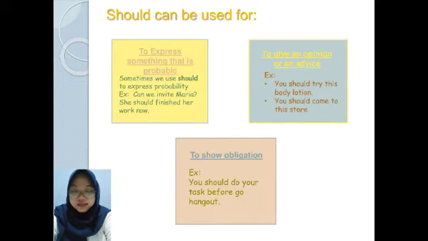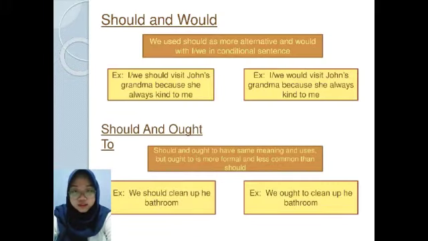Okay, next is about should and would. We use should as a more formal alternative, and we use would with I and we in conditional sentences. For example, I or we should visit John's grandma because she is always kind to me. I or we would visit John's grandma because she is always kind to me.